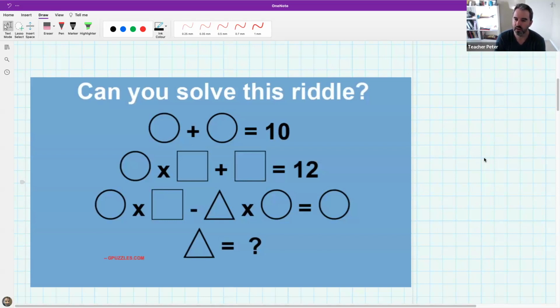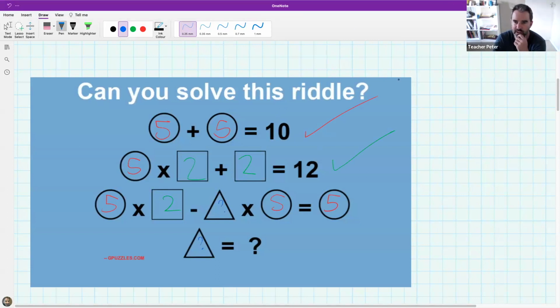Okay. Circle is 5, so Siamtanda, I agree with you. I can see very quickly that this must be 5 because it's the only way that could be true. Square is 2. Let's see if I agree with that. I do agree. The square is 2 because that gives you 12. And that means that. So what is a triangle equal to?